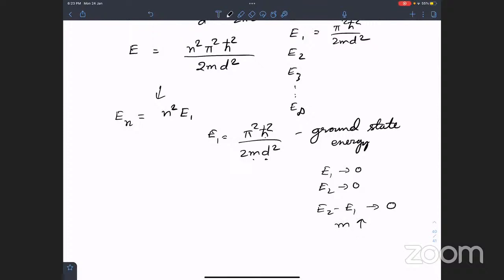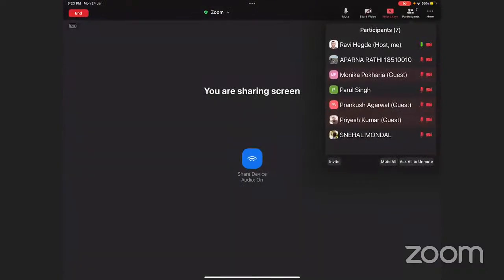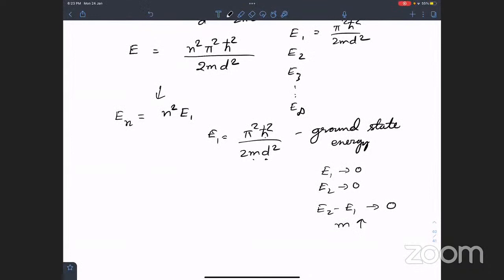So, for example, I put you, maybe I'll take somebody else today. Sorry, Prankush, I'll take somebody else. Maybe Priyesh, right? I put this guy inside the infinite potential well. Can he only possess discrete values? Not really. The difference between E1 and E2 will become negligible. So he can have continuous values of energy and his ground state energy will be 0. So he can sit quietly, but not the electron. Unfortunately for the electron, its mass is very low.